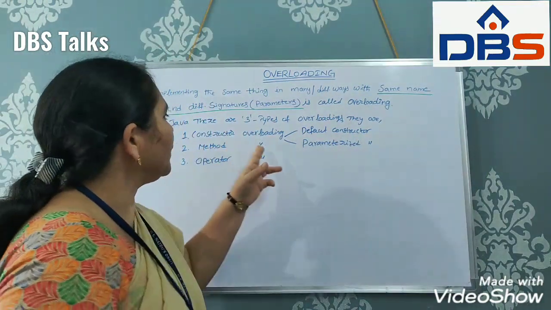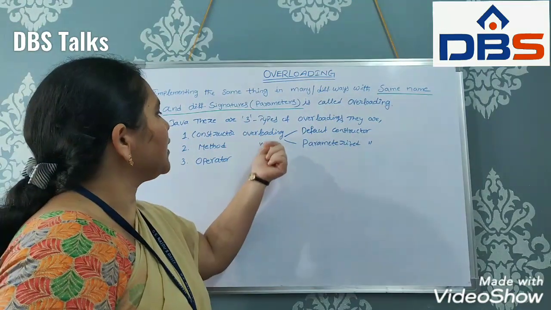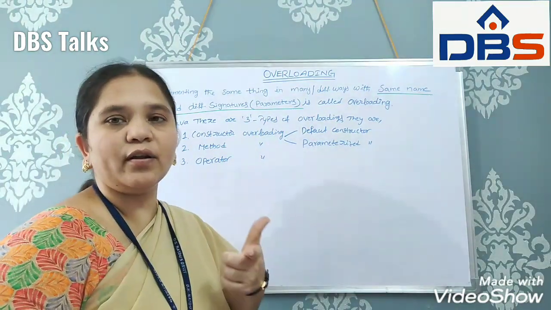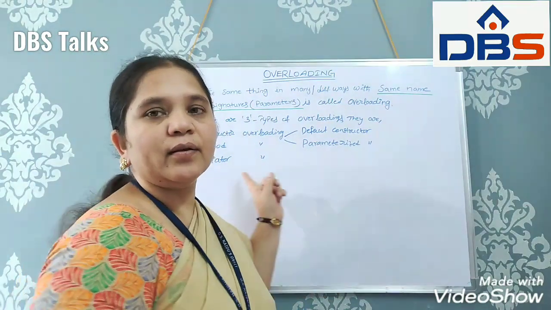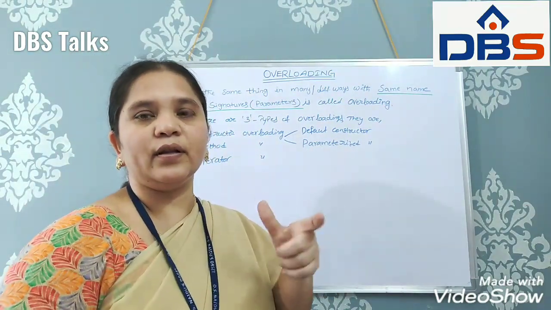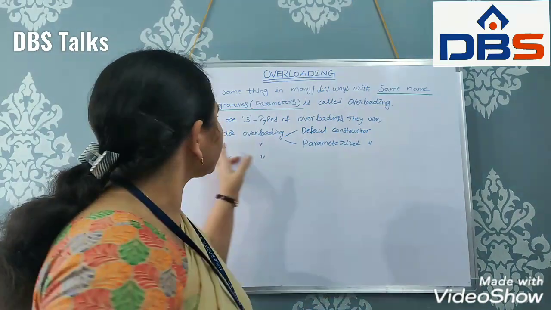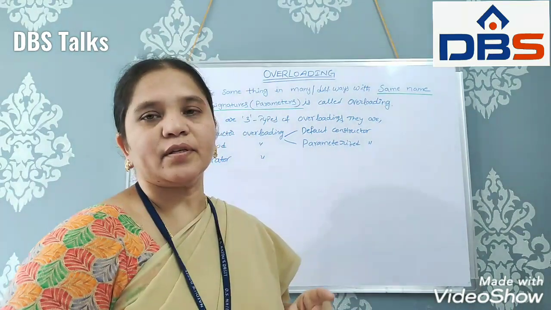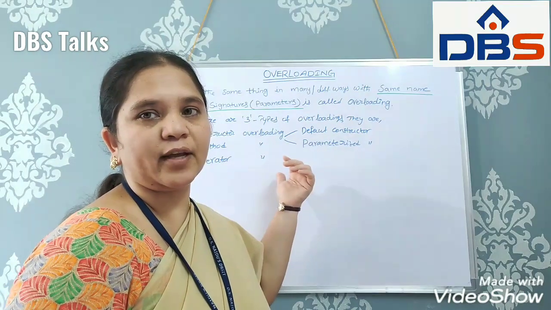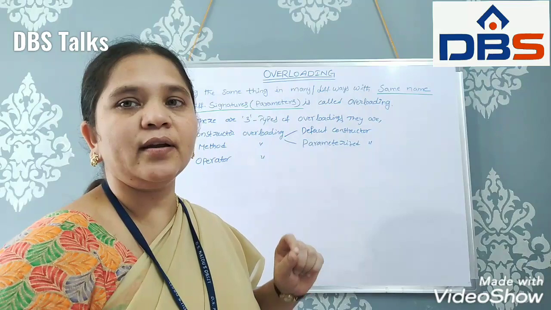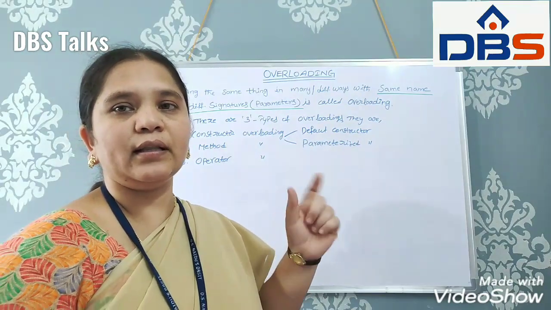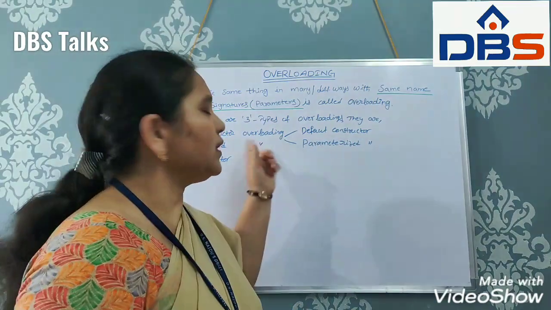So come to method overloading. It is the same as a constructor with a small difference. The constructor doesn't have a return type, but method overloading uses return types, different types of return types. That is the main difference between constructor and method overloading. Otherwise, everything will be the same.